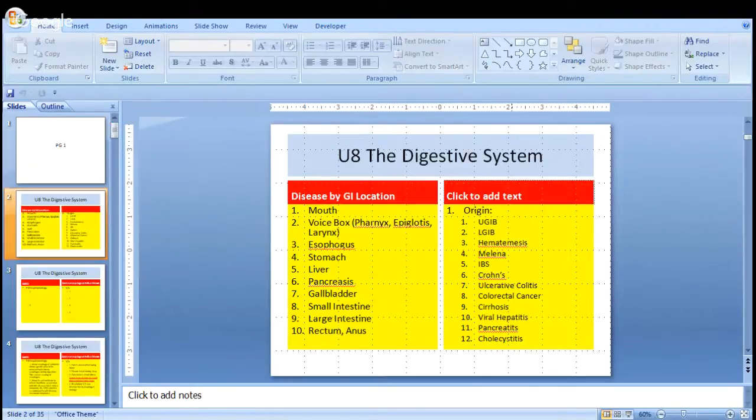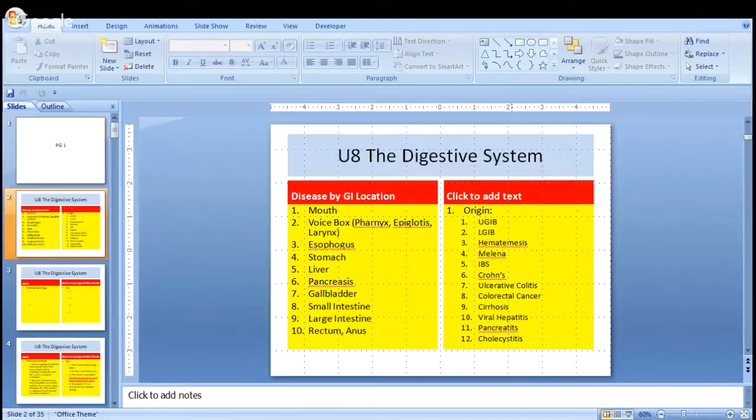IBS is irritable bowel syndrome, Crohn's, ulcerative colitis, colorectal cancer, cirrhosis, viral hepatitis, pancreatitis, and then cholecystitis. We're going to go through all of these. Those are the major diseases that we got going on. Okay, so next page, GERD.